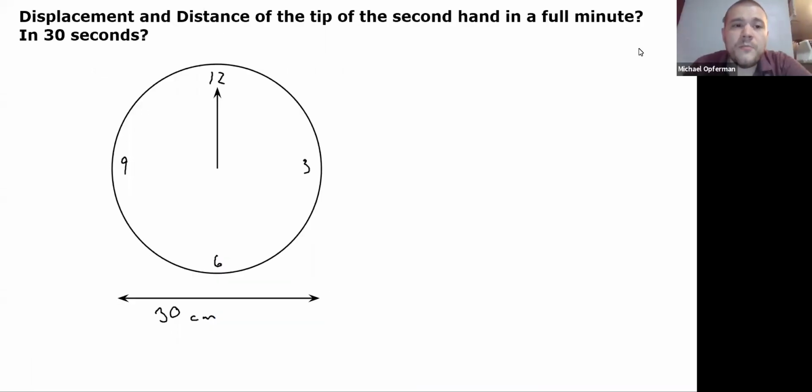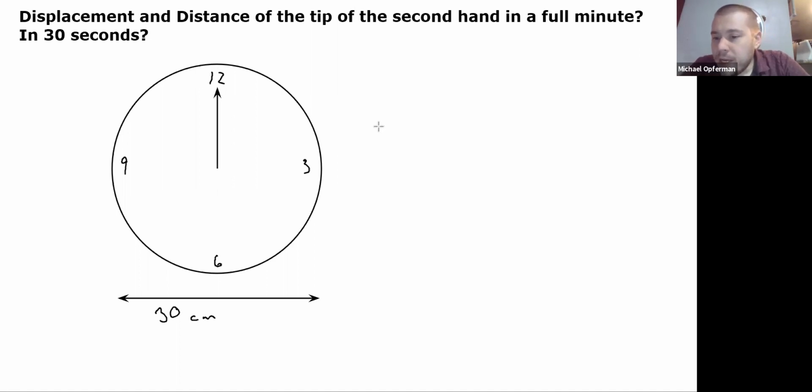Okay, let's do an example of distance versus displacement. So say you have a clock, it has a 30-centimeter diameter, and picture the tip of the second hand as being your object. So my object is located here, let's say at the 12 right now.